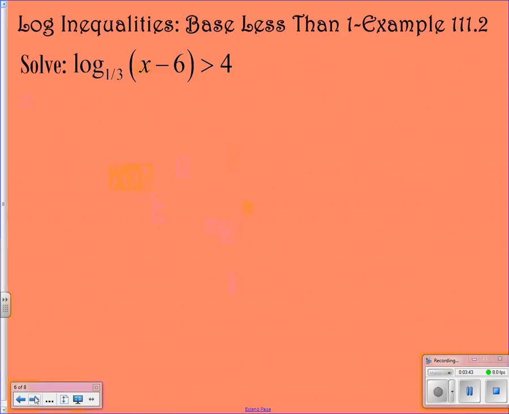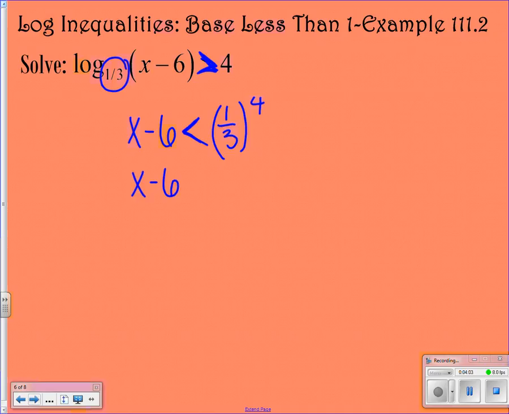So looking here, this is log base 1/3. So whenever we put it into exponential form, we're going to have 1/3 to the 4. Instead of having this greater than, we're going to have to make it a less than sign. So we're going to have x minus 6 is less than 1/81. And so x is going to be less than 6 and 1/81.